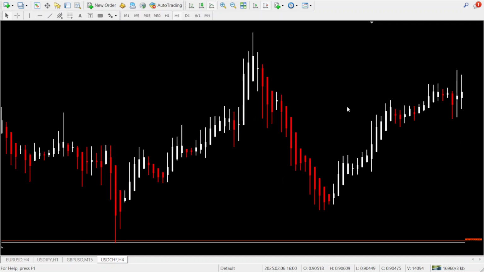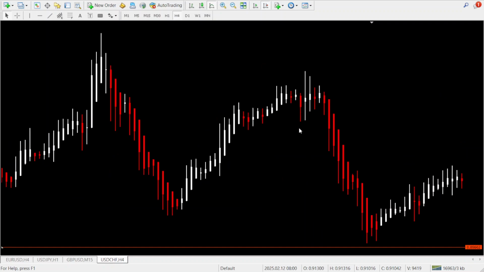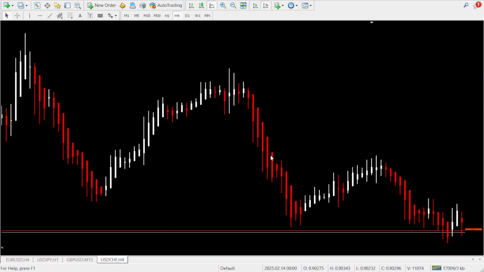The first thing you want to do is identify the trend. This is where Heikin Ashi really shines. It helps smooth out the price action so you can see the overall direction clearly. In an uptrend, you will see consecutive bullish Heikin Ashi candles. If these candles are long with little or no wicks, then the trend is strong. In a downtrend, you're going to see consecutive bearish candles, again with little or no wicks.